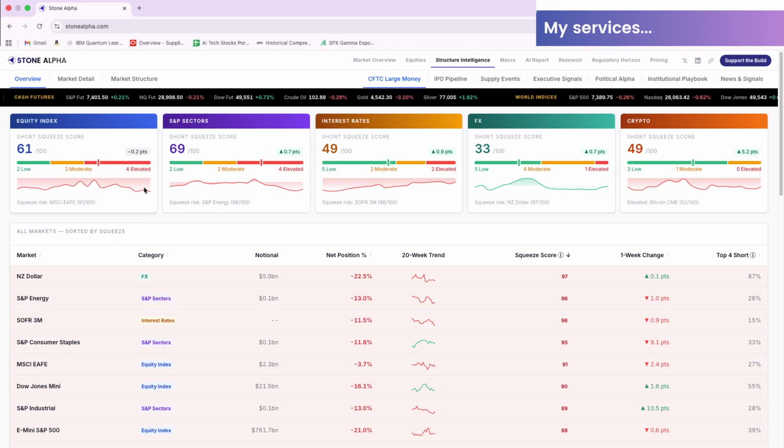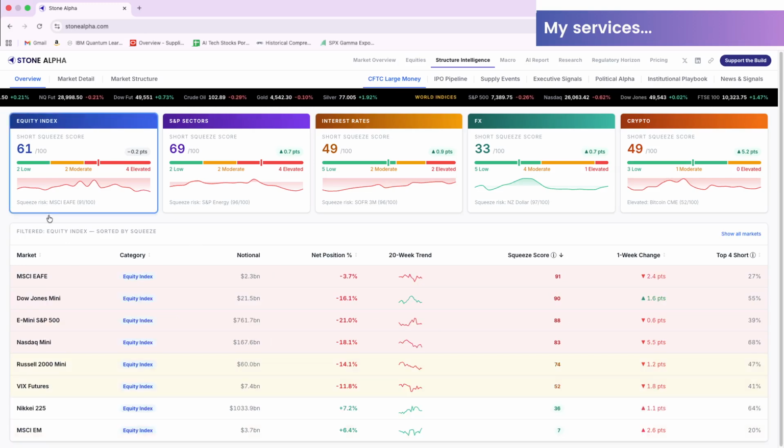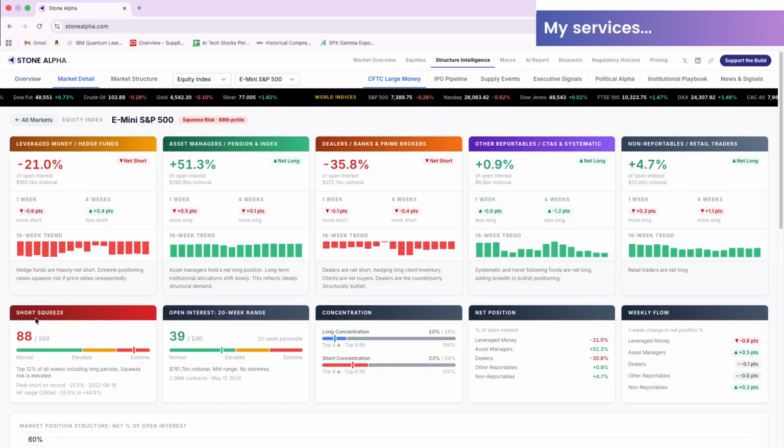So you could go in and get an understanding of, for example, if I click here on the equity index and see where all the hedge funds are positioned in these particular equities, we could click on, say, the popular one, the E-mini S&P, and then you could see a breakdown of what their actual exposures are relative to the notional out there. They are currently still 21% net short on 160 billion worth of notional out there. It's a big position, and the short squeeze is explained here in terms of why it's scored at an 88. I could go into more detail at another time, but this is just a quick introduction to the dashboard.